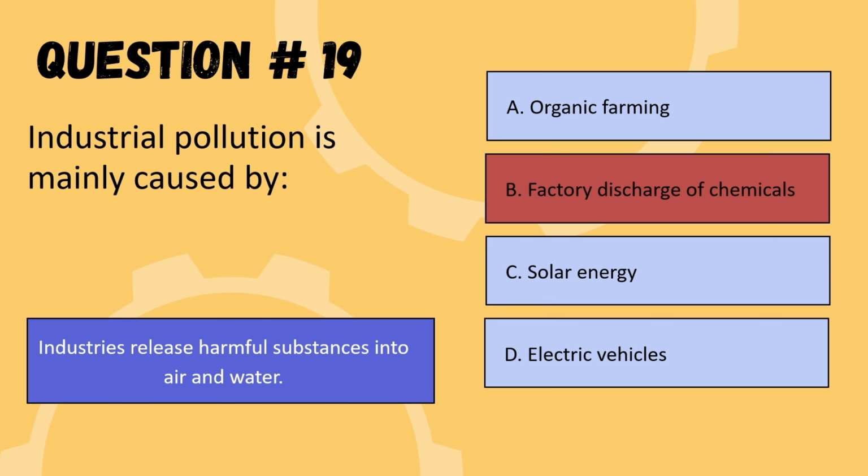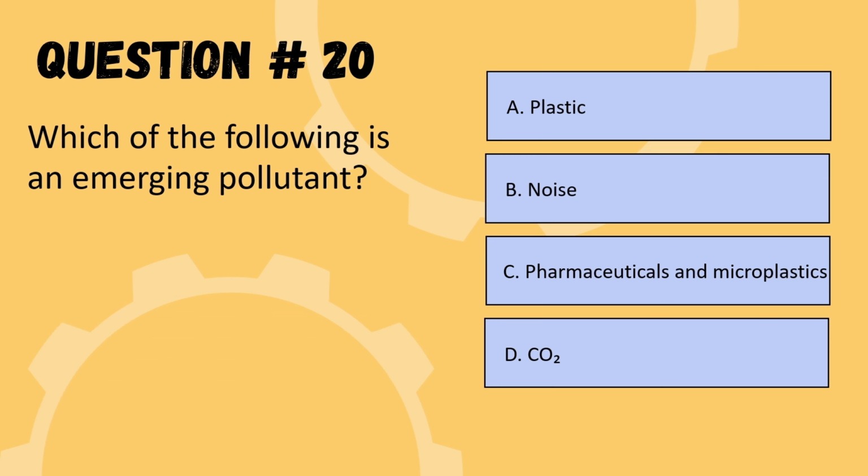So we are moving to the next question. Question number 20. Which of the following is an emerging pollutant? So the options are plastic, noise, pharmaceuticals and microplastics, or CO2. So the correct option is option C, pharmaceuticals and microplastics.